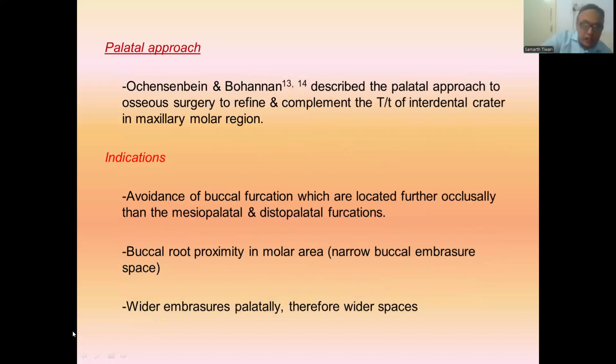Palatal approach: Oxenbein and Bohannan describe the palatal approach to osseous surgery to refine and complement the treatment of interdental crater in the maxillary molar region. Indication: avoidance of buccal furcations, which are located further occlusally than mesiopalatal and distopalatal furcations.